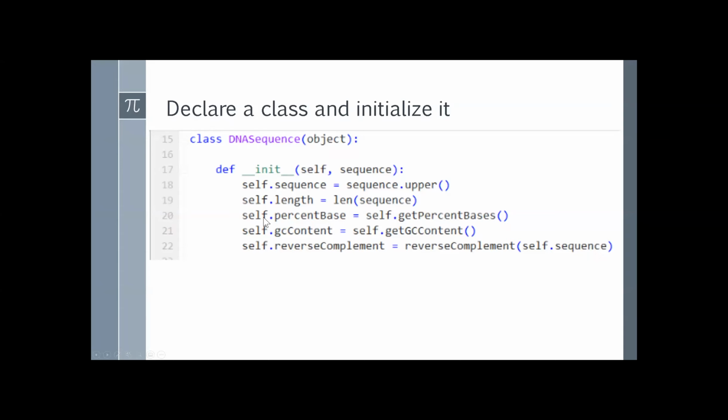We're assigning here an attribute called self.percentBase, and we're going to use that getPercentBase function I just mentioned. We're going to have an attribute that's the GC content, and we have a method of getting the GC content. And we're also going to initially assign a reverse complement. So we're going to start off by automatically determining the reverse complement for the sequence. Since reverse complement is a function that exists outside of this class, we call it from outside, and we just pass it self.sequence.